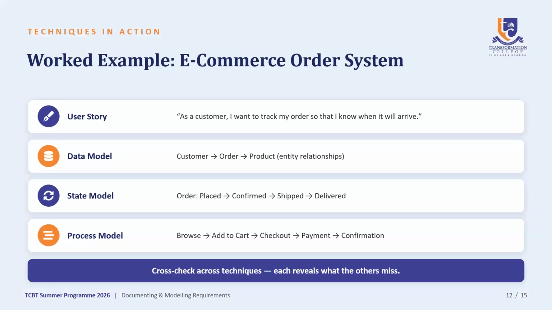So a common example with an e-commerce order system, a user story: As a customer, I want to track my order so that I know when it will arrive. So this is the user story we spoke about earlier. The squared braces, if you can see here: customer, track my order.